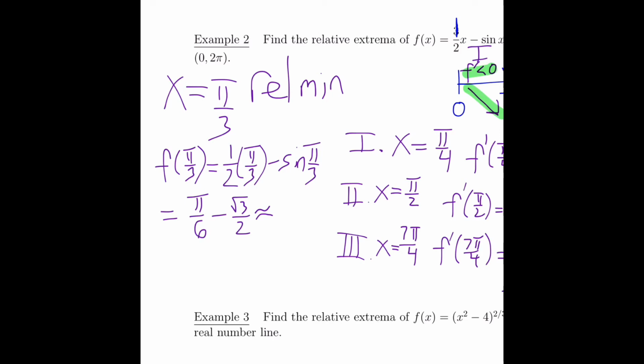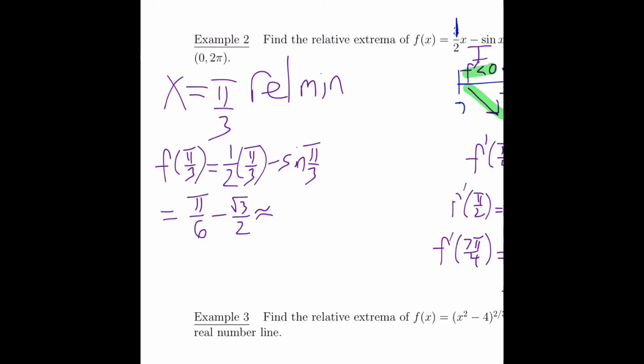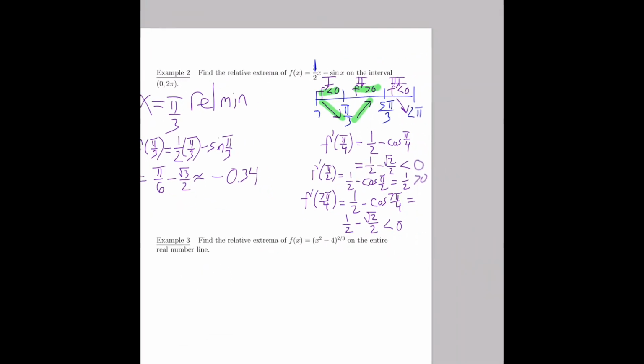On an exam, I would want to see this exact answer. I'm sure that as you're working through the homework and web assignment, they're going to ask you to round to a certain number of places. Just pay close attention to the rounding rules. So that relative minimum is going to be about negative 0.34. So a relative min of negative 0.34 at x equals pi over 3. Let's see what's happening at our other critical point.